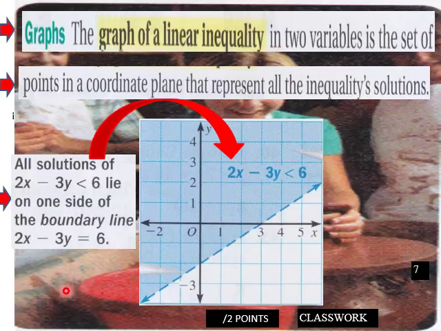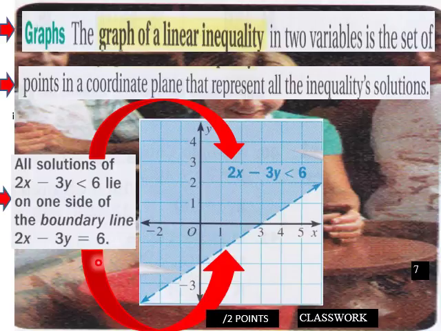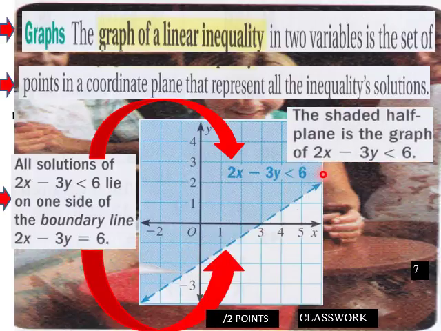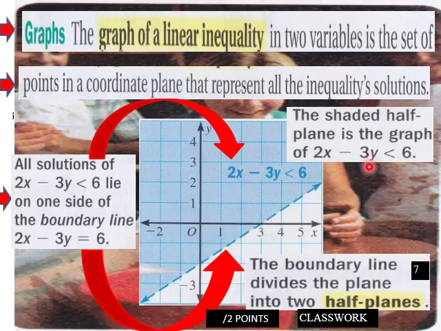All solutions of 2x minus 3y less than 6 lie on one side of the boundary line of 2x minus 3y equals 6. So here is the line here. It's a dotted line because this is a partial inequality. So it is a dotted line, and they lie on this side over here. 0, 0 will be part of your solution set here. Yep, that's your line. The shaded half plane is the graph of 2x minus 3y is less than 6.